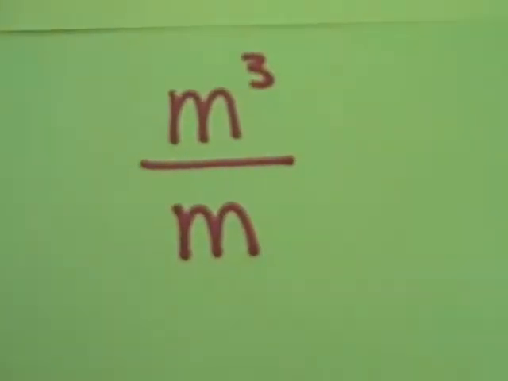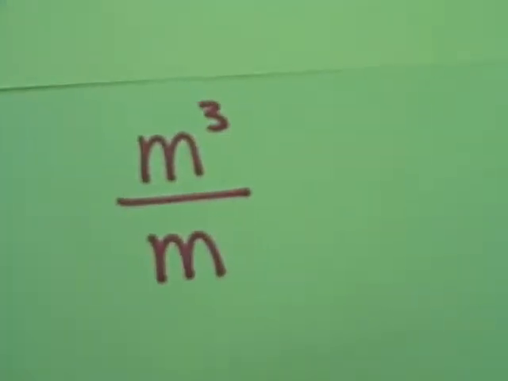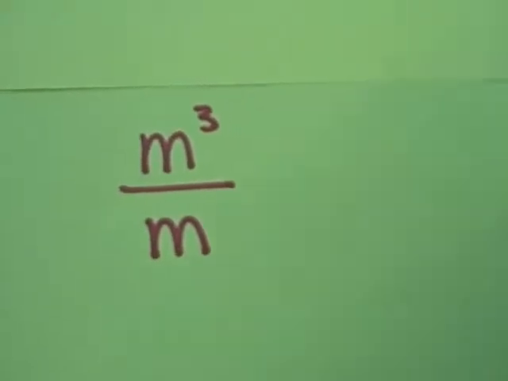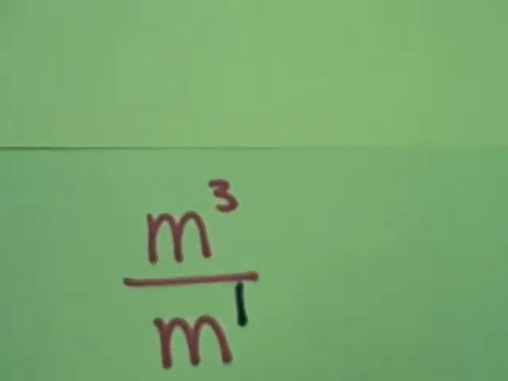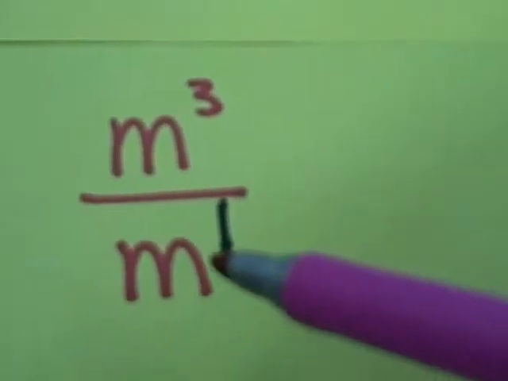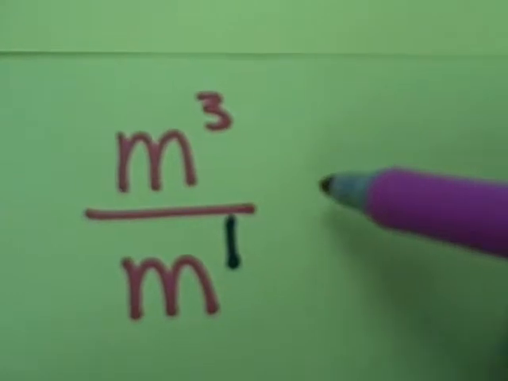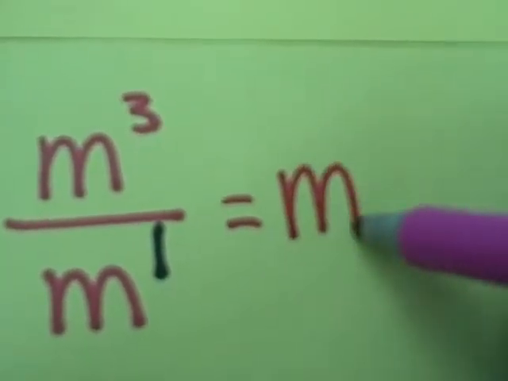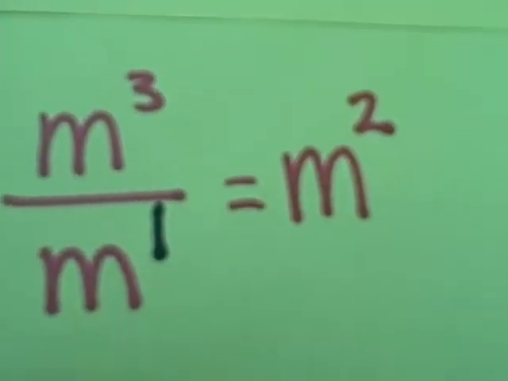Example number 2 on station 6 is m to the third divided by m. Well, if we don't have an exponent on our m, we know that there's automatically a 1. So I'm going to put that in. So we have m to the third divided by m to the first. Our law says we have to subtract our exponents since we have like bases. M and m are the same. So we subtract. M to the third divided by m to the first is m squared. Hopefully these are going good so far.